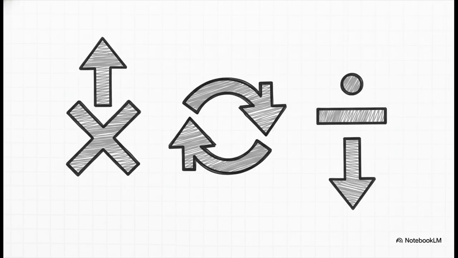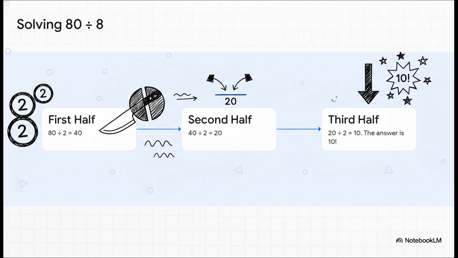But wait, there's more. The power of 2 isn't just for multiplying. The same kind of thinking works for division too. We just flip it. It's a cool method called repeated halving. So check this out. To solve 80 divided by 8, we just keep halving. Think about it. 8 is just 2 times 2 times 2, right? So we just have to cut our number in half 3 times. Let's do it. Half of 80 is 40. Half of 40 is 20. And half of 20 is 10. That's it. The answer is 10.